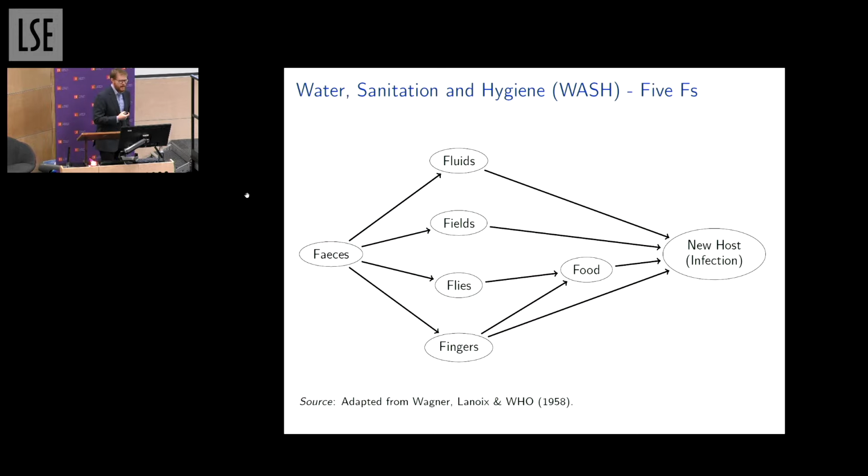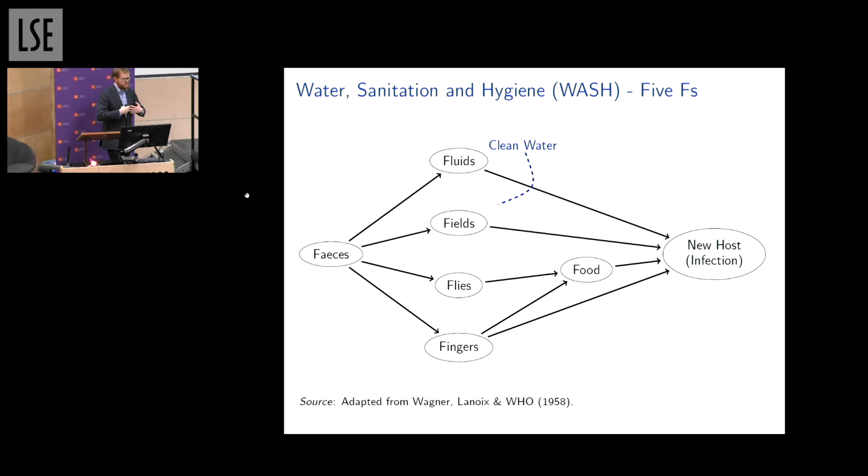So it's worth thinking a little bit about how people contract fecal-oral diseases, okay? There's a nice chart here called the 5Fs chart. So how do you go from feces to a new host? It goes through 5 Fs. We have fluids, so water; fields, walking in the fields and getting hookworm, or touching manure that's being used as night soil to fertilize the fields; flies landing on poo and then landing on your food, and then you either touch the food or you eat the food. And of course, fingers. Okay, and so there are different interventions that affect each of these things.